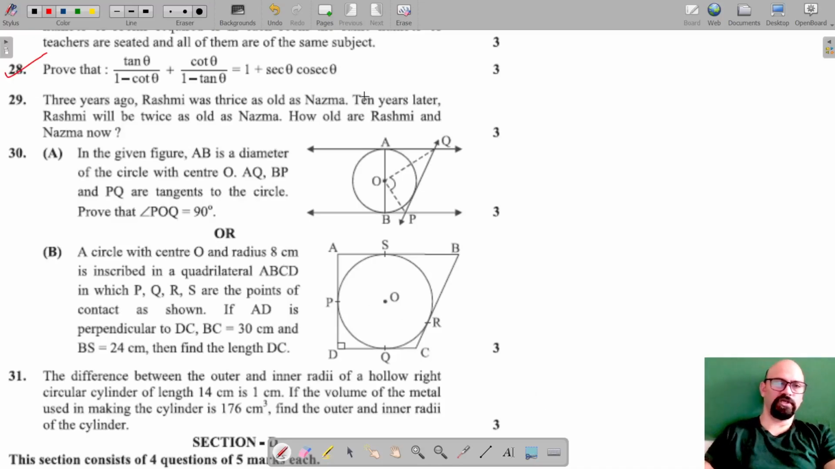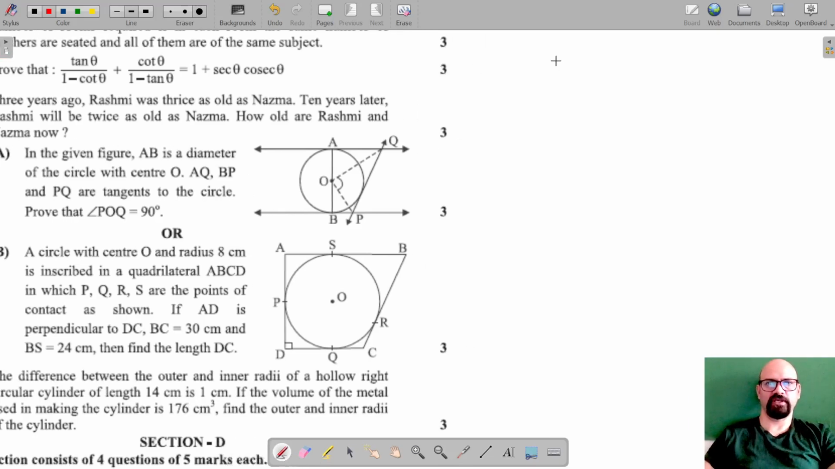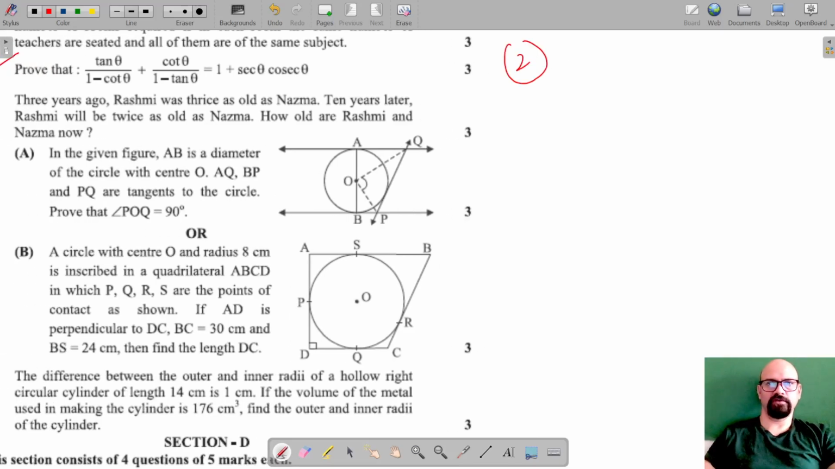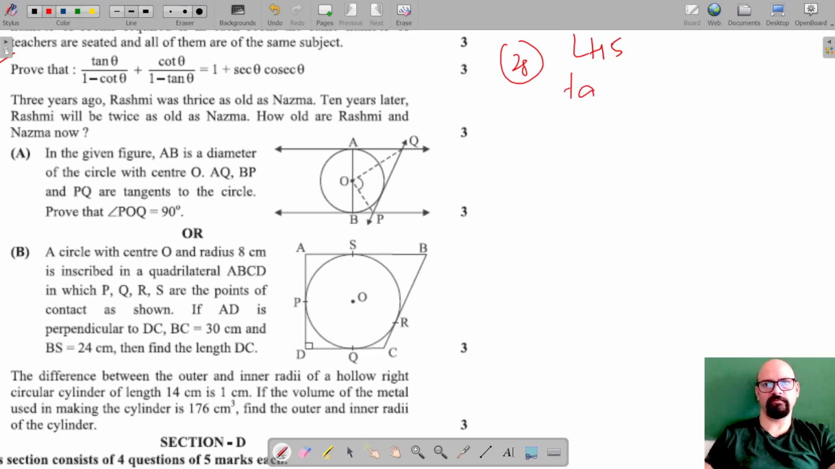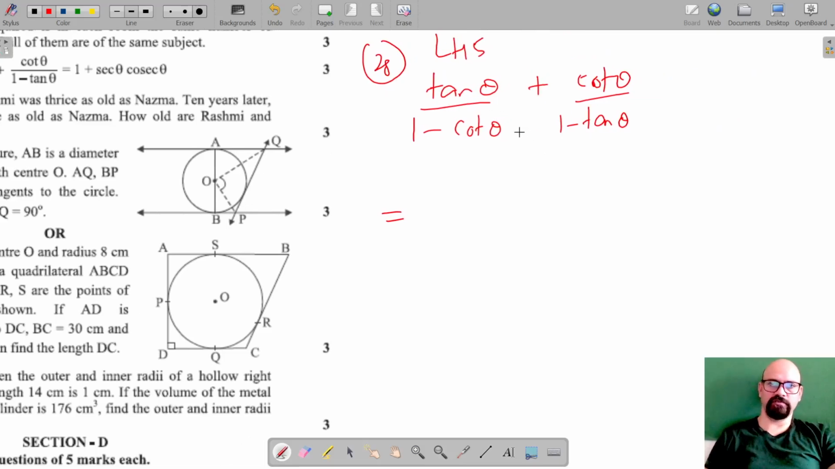Okay, for question number 28, we have to prove this trigonometric identity. It's given that LHS is equal to tan theta upon 1 minus cot theta plus cot theta upon 1 minus tan theta. Now let's express these in the form of sine and cos.